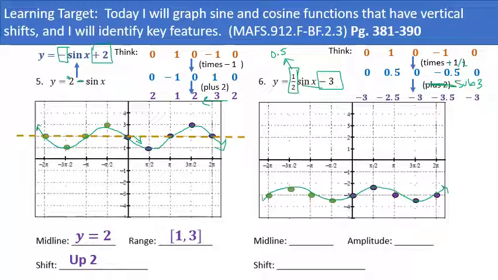Notice that this number A, the A number, was less than 1. So what's happening? It's compressing the graph. You see how the graph looks a little bit narrower? Where's our midline? Right there at y equals -3. What's the amplitude? 0.5 or 1/2, they're both the same. And what's our shift? Down 3. Doing okay? We're almost done. You're doing great. Two more.